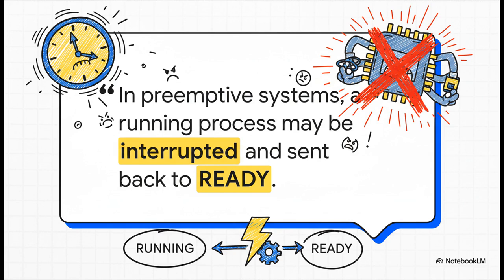And get this, it's even more chaotic than that. Modern operating systems are what we call preemptive, which is just a fancy way of saying they're the boss, and they can be really impatient. A process could be humming along in the running state, but if it's taking too long or a more important task pops up, the OS can just interrupt it and say, "Nope, back of the line," and kick it right back to the ready state. This is how your computer makes sure everything feels snappy and one single program doesn't hog all the power.